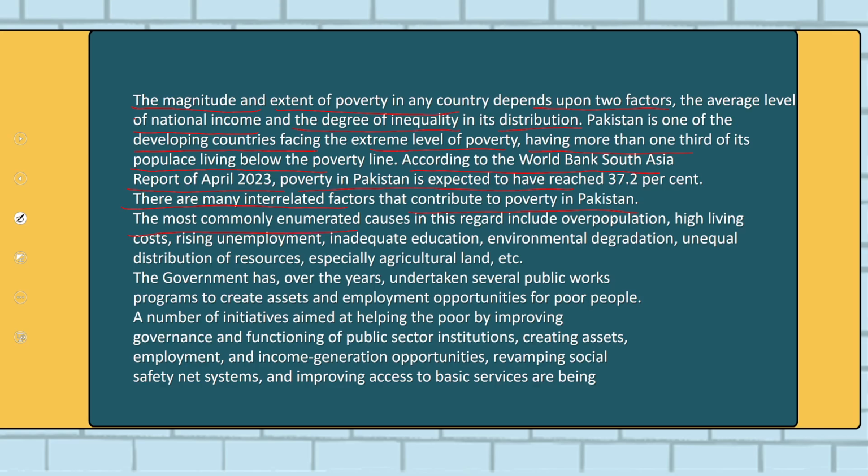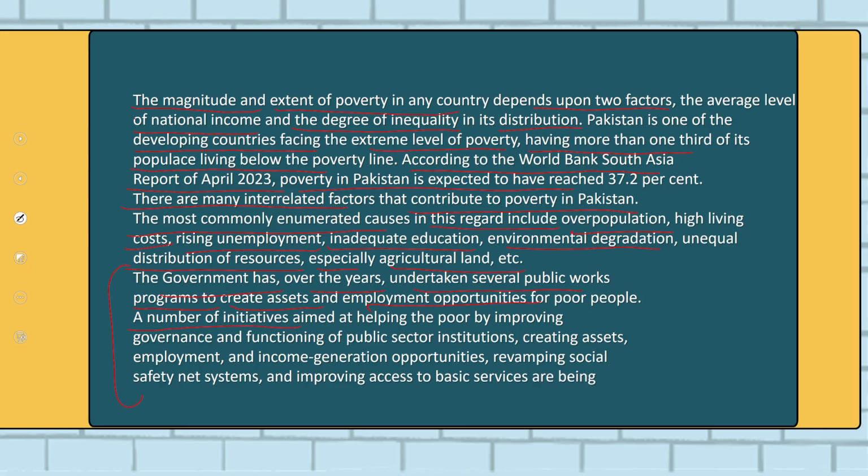The most commonly enumerated causes in this regard include overpopulation, high living costs, rising unemployment, inadequate education, environmental degradation, unequal distribution of resources, especially agricultural land, etc. The government has, over the years, undertaken several public works programs to create assets and employment opportunities for poor people.